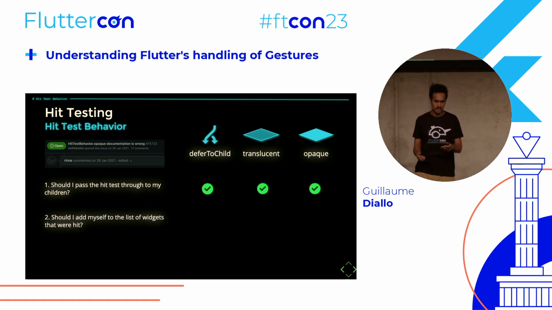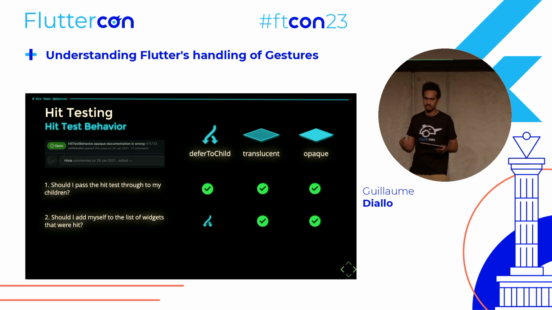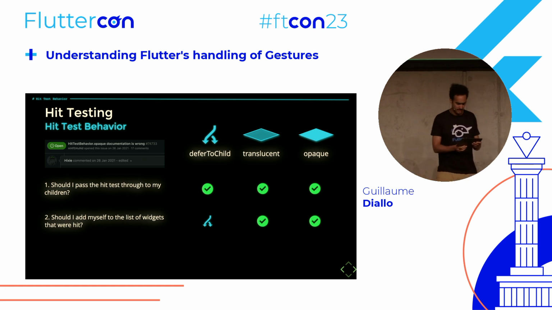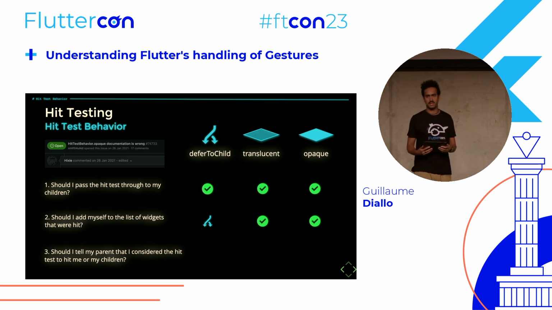Then the second question is, should I add myself to the list of widgets that were hit? So remember the hit test result before? Should I be considered as one interested, saying, hey, I'm interested in that pointer event? And so translucent and opaque property answers yes to that question, and the defer to child property, well, answers defer to child, meaning I'm gonna let my child know, respond to the hit test, and I will answer the same thing. And the third question is very interesting, is should I tell my parents that I considered the hit test to hit me or one of my children?